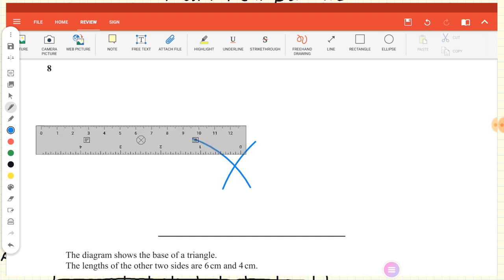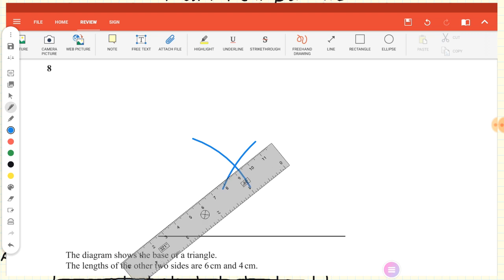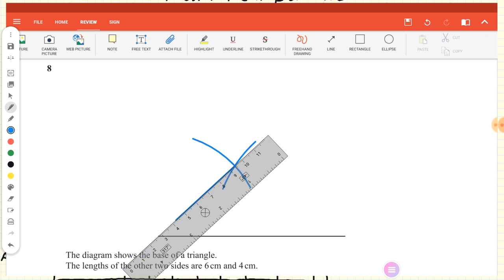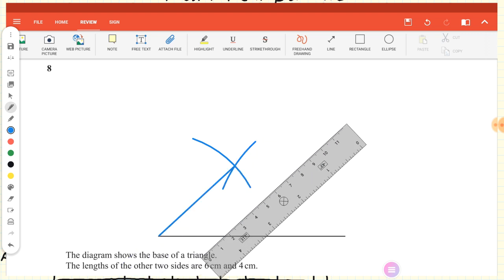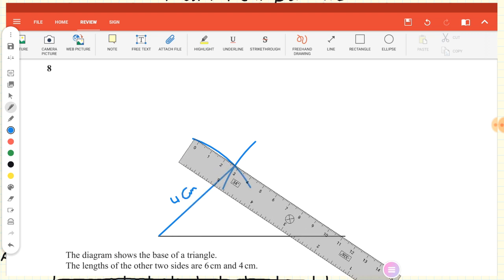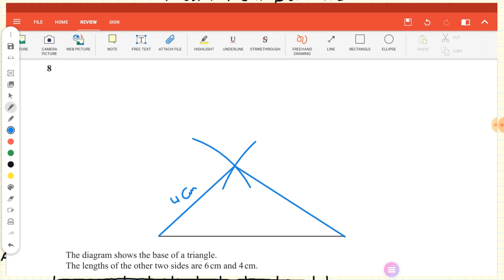Now join the points to the base and write the length for each side. This is 4 centimeters, and this is 6. You will use your compass to do these arcs, then join them. You will put the vertex like this and rotate to do an arc using your compasses, and open them, one 4 and one 6 centimeters.